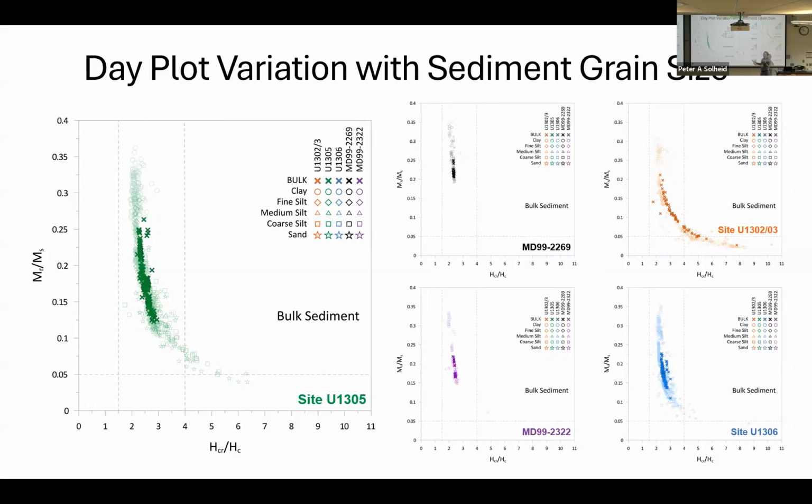Then you see some variability, right? You look at 1305 here, and there's a much larger spread. If you look at, say, 2269, you get a much smaller spread. So things close to Iceland look very homogeneous across different grain size fractions.